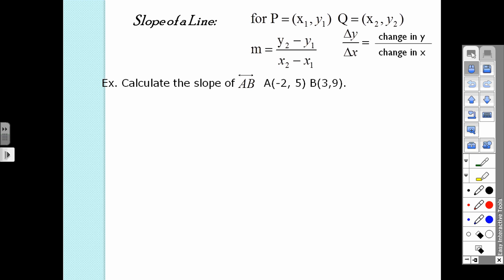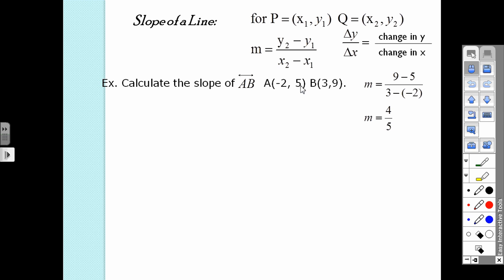Calculate the slope of AB given the coordinates of A are -2, 5, and the coordinates of B are 3 and 9. So what we're going to do is we're going to take the y coordinates, 9 and 5, and we're going to subtract them. And you kind of have to decide which order do you want to subtract. Do you want to do 5 minus 9, or do you want to do 9 minus 5? And whatever order you decide to do for the y's, you have to keep that same order for the x's. So I'm going to do 9 minus the 5.